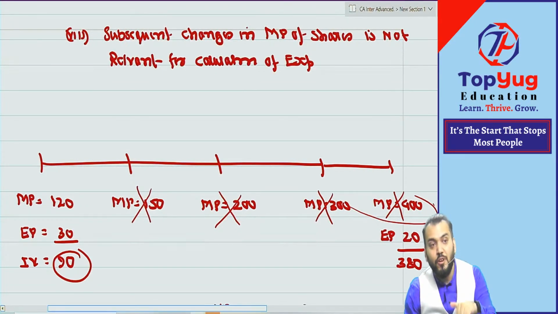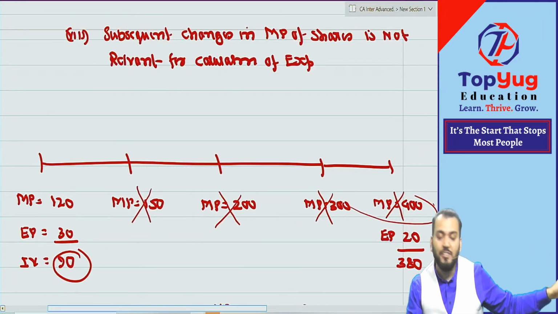So now this is a very important point for this topic. So what is that point? The subsequent changes in market price is not at all relevant for this chapter. Ignore if given. Ignore if given. Correct. Any doubt coming in your mind after my explanation? Doubt should come. Doubt is coming means you are trying to understand.